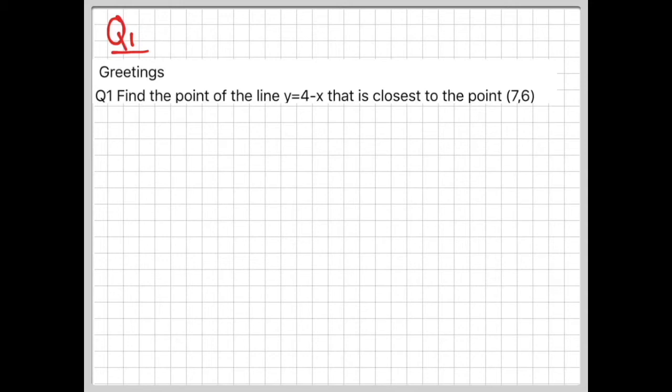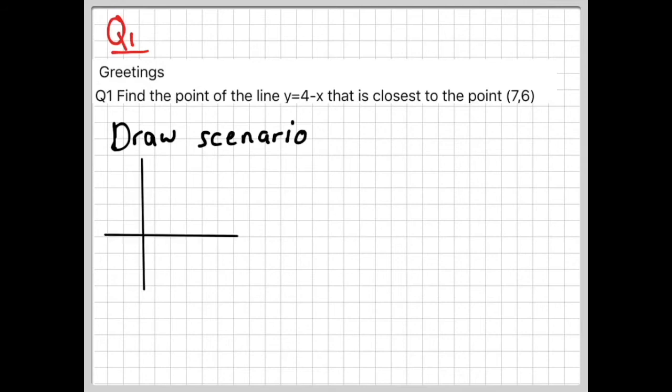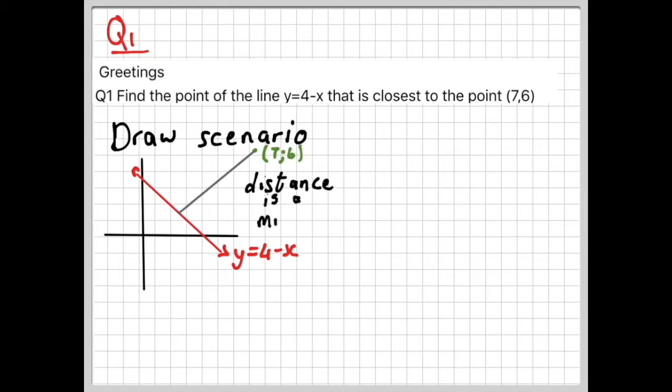So before we do anything, I like to visualize what this actually means. In other words, let's start by drawing a line y equal to 4 minus x. So what I like to do is draw the scenario, got my Cartesian plane. The line y equal to 4 minus x is a slanted line like that. And then I've got the coordinate 7,6.